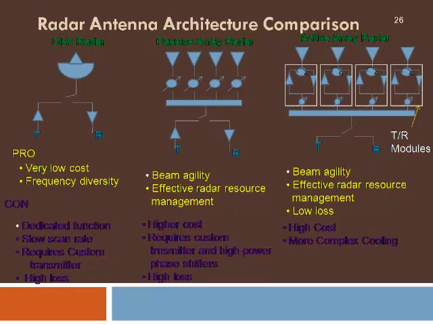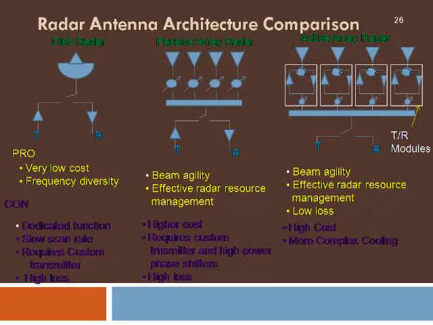due to the electronic methods used. So the plus and minus points, if you want to see about this: the plus points are the beam agility. That means the beam can be placed to different locations with very much ease. And effective radar resource management is properly done in this. Whereas the demerits are higher cost, it requires a custom transmitter and high power phase shifters. Then the losses are going to be high because of the use of multiple antennas.